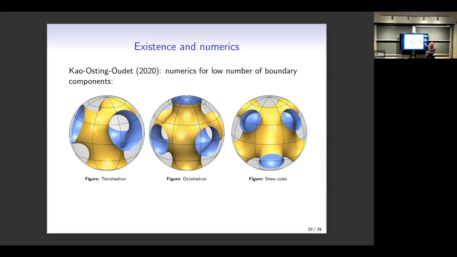For eight, if you didn't see the picture, you would have said it has to be cubical. Well, it's not. It's something with the symmetry of a skew cube. So you take your usual cube and you rotate the top by 45 degrees. Somehow this makes it so the distances between boundary components are more equidistributed than otherwise, because you have all those distances to be the same. And somehow that's better for reasons we don't understand.